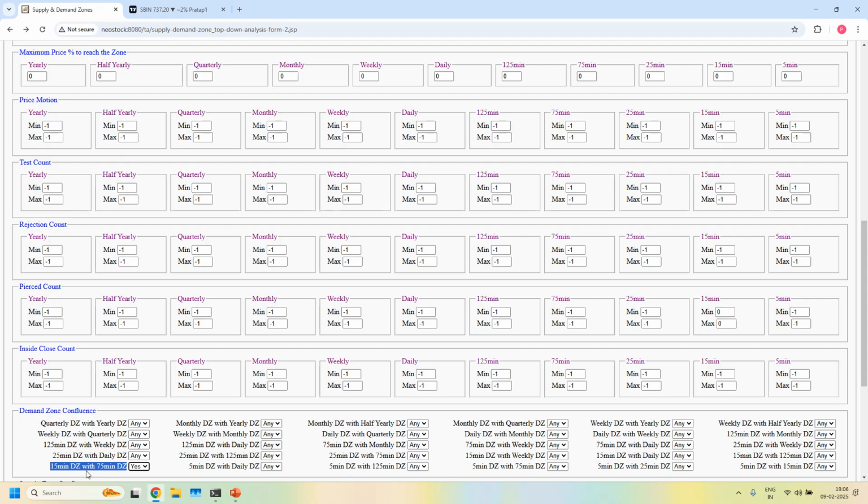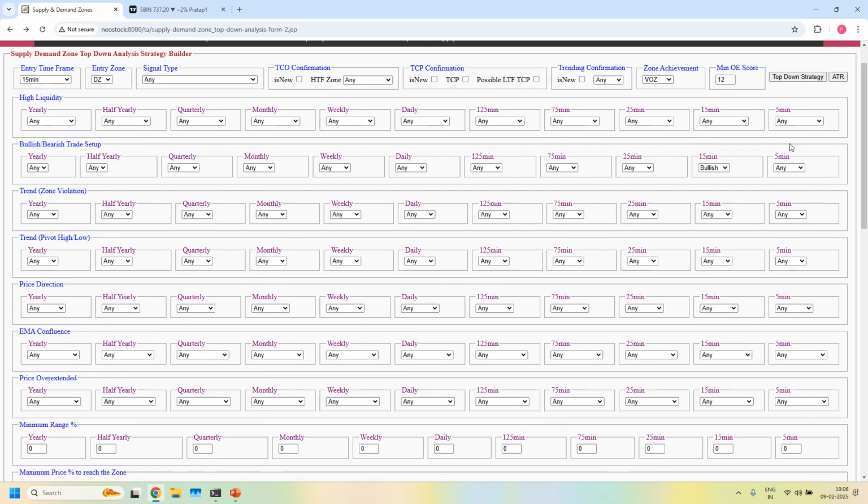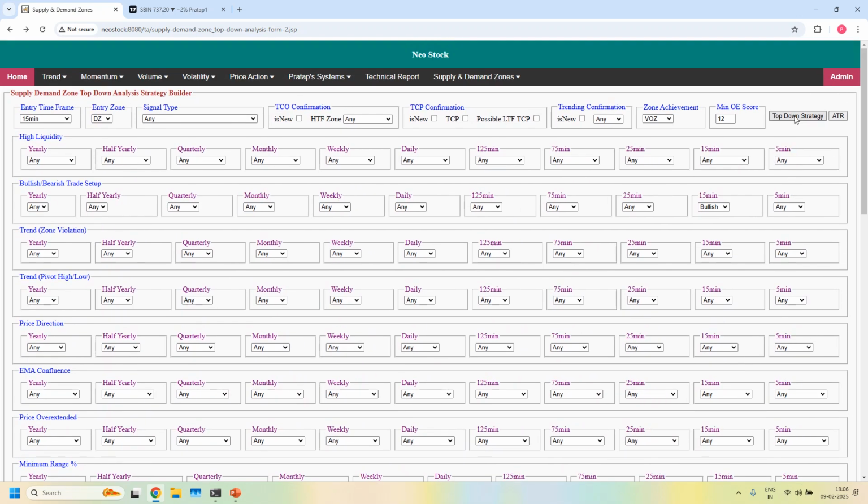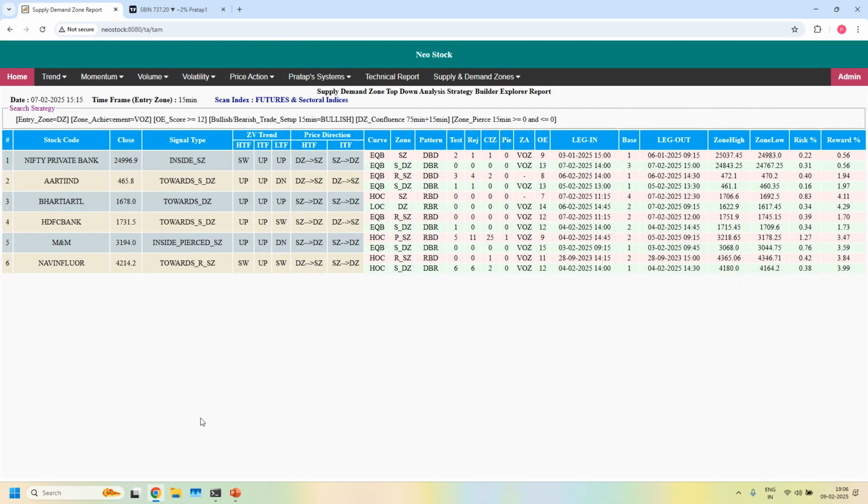Earlier, how many we got? 9. After applying this filter, let us see out of 9, how many will be filtered, and we get the final list. See, from 9 now it is come down to only 6 stocks. So we have RT Industries, Bharti Airtel, HDFC Bank, and M&M and Navin Fluorine.